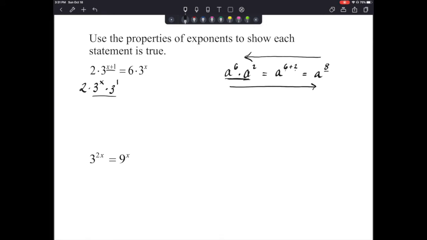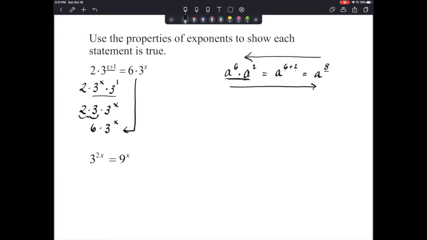Now we're breaking it apart. So we really have 2 times 3 to the power of x times 3, and if I reorder it using the commutative property, I have 2 times 3 to the first times 3 to the power of x. I can actually multiply those together to get 6 times 3 to the power of x. And that's exactly what we were trying to get it to look like.